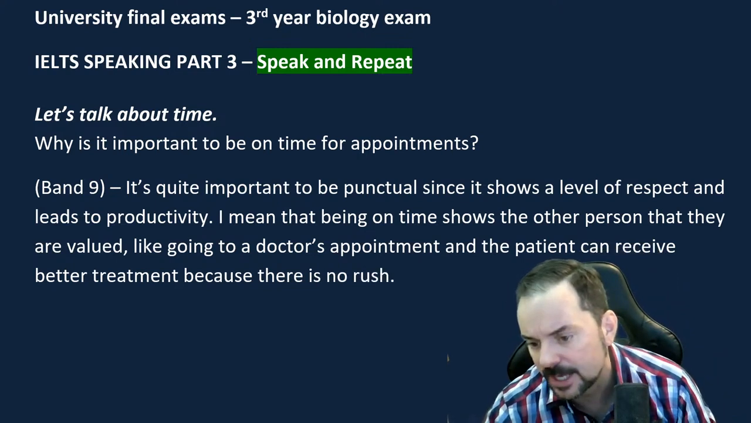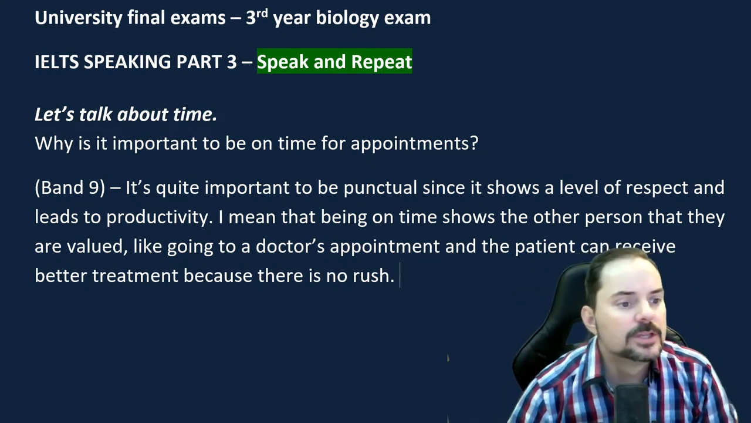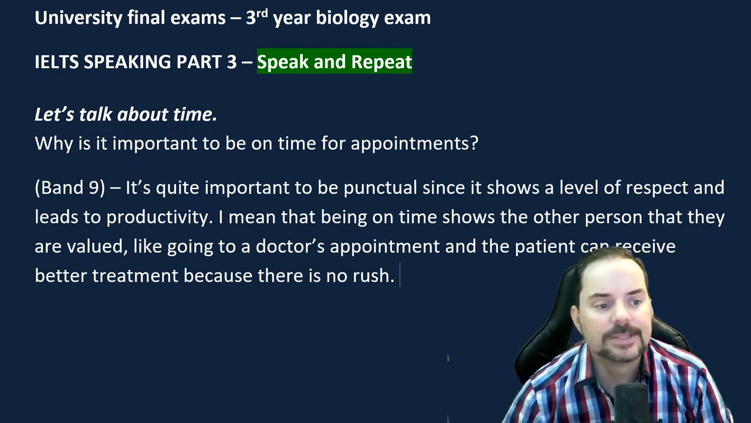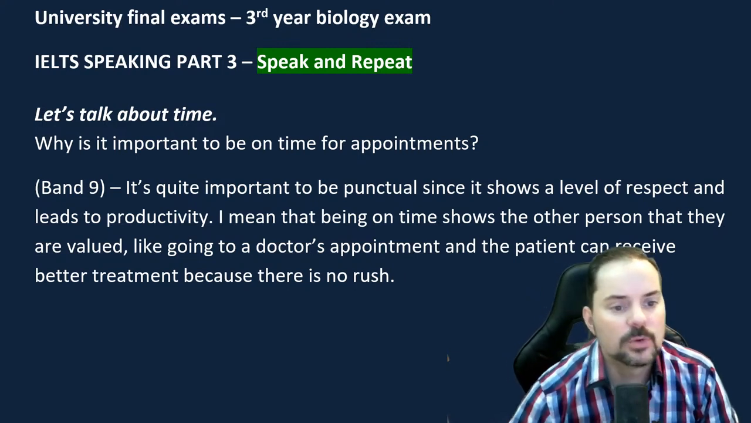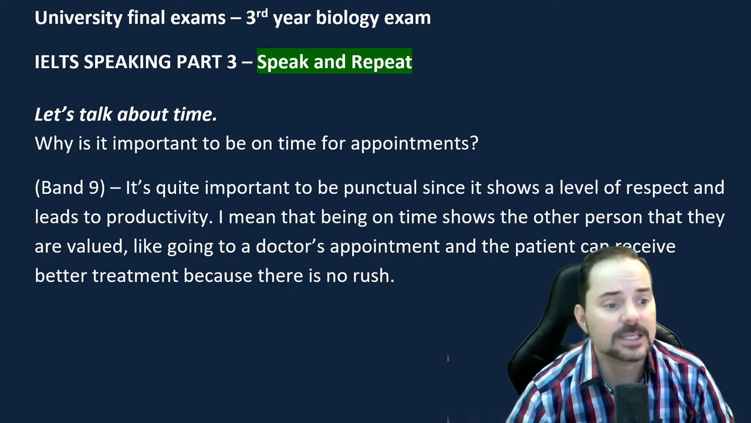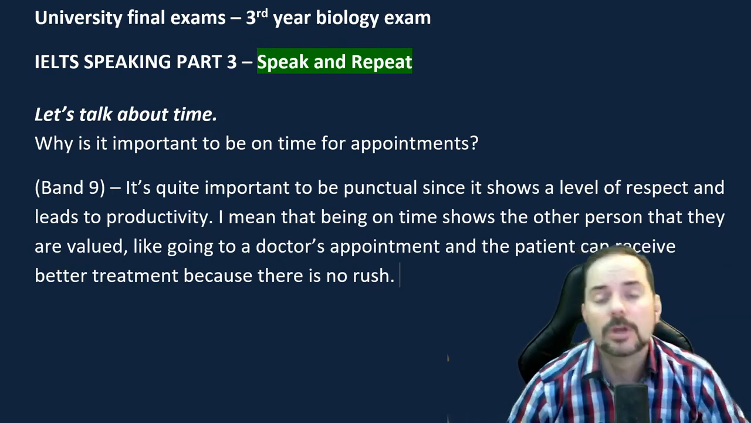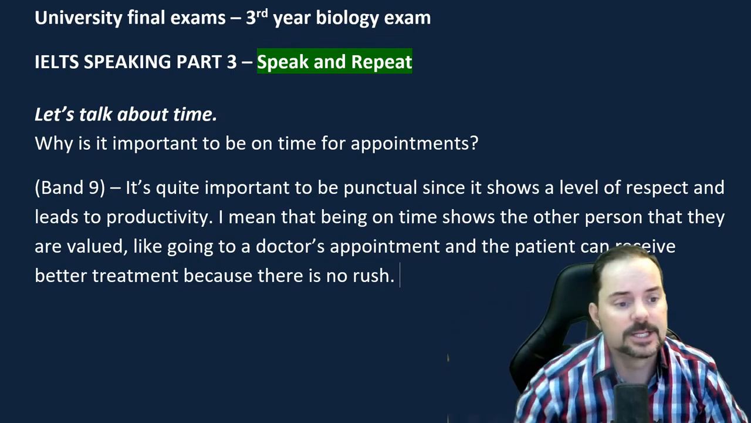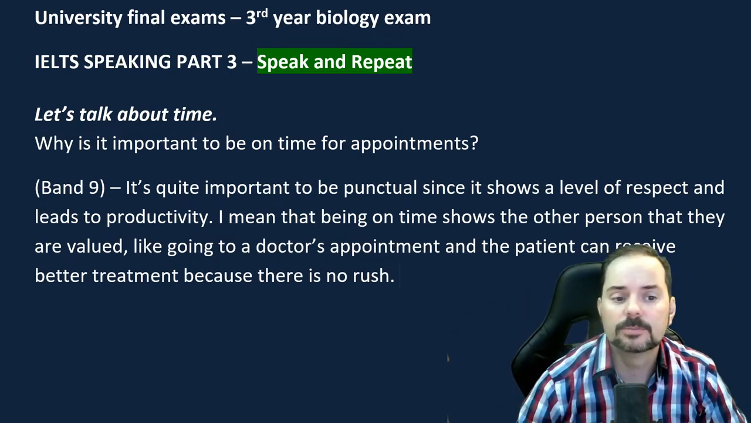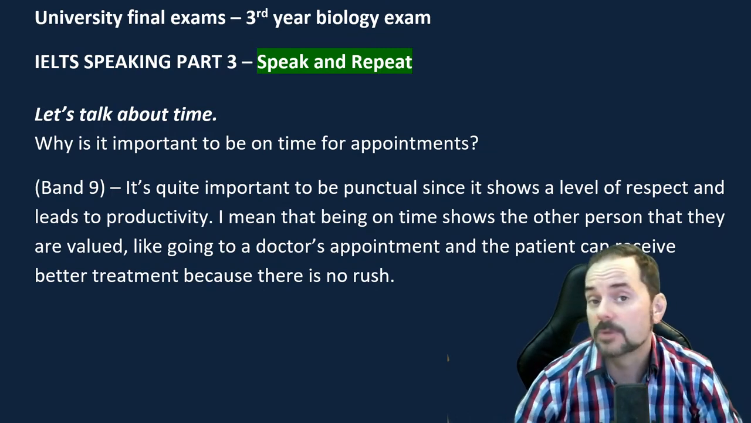All right, there's my answer. Let's see what you come up with, right? So why is it important to be on time for appointments? It's quite important to be punctual since it shows a level of respect and leads to productivity. Repeat after me, students. So you can read it and then try to repeat it as well. So it's quite important to be punctual since it shows a level of respect and leads to productivity.